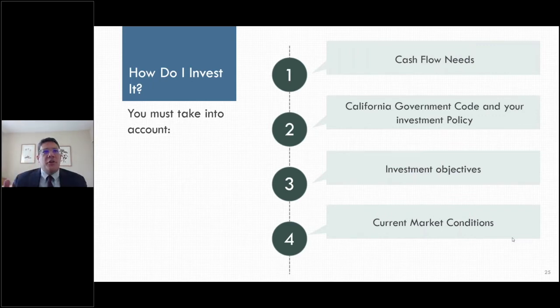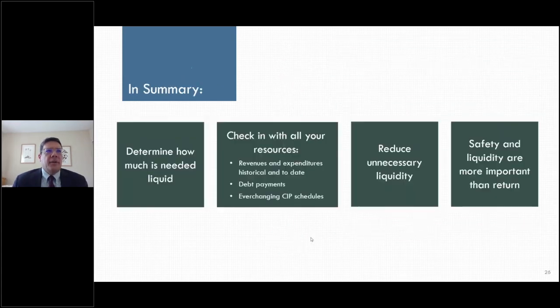Once you figure that out, then you can start figuring out how you're going to deploy that money. You have to think about the cash flow. You just did that. You have to think about code and what your policy allows. You can't just invest in anything. You also have to take into mind your objectives of how you're going to achieve safety, liquidity, and return. And then, of course, you have to look at the markets, and you have to have a conviction of where they're headed, and you have to look and see what opportunities the markets are presenting before you can start investing $1.